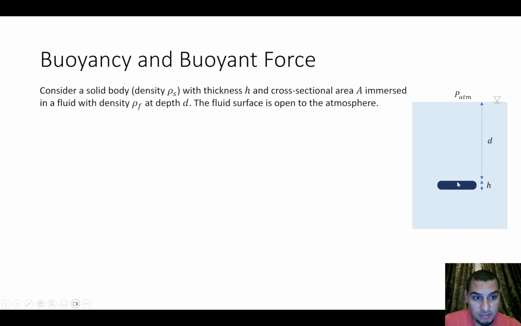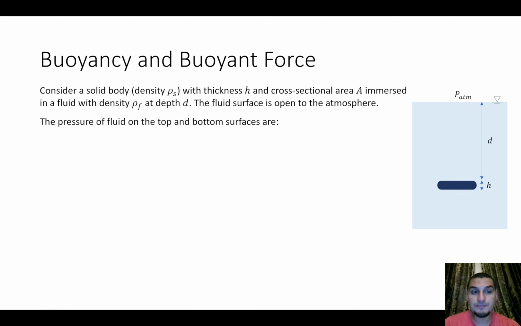Based on the concepts of fluid statics that we discussed in this chapter, we can calculate the force on the top surface and on the bottom surface of the solid body. At the top surface, the pressure is atmospheric pressure, if it's open to the atmosphere on the surface. So it's atmospheric pressure plus rho g d. This is the pressure at the top surface. At the bottom surface, it's the same, but it's d plus h, so rho g (d plus h).